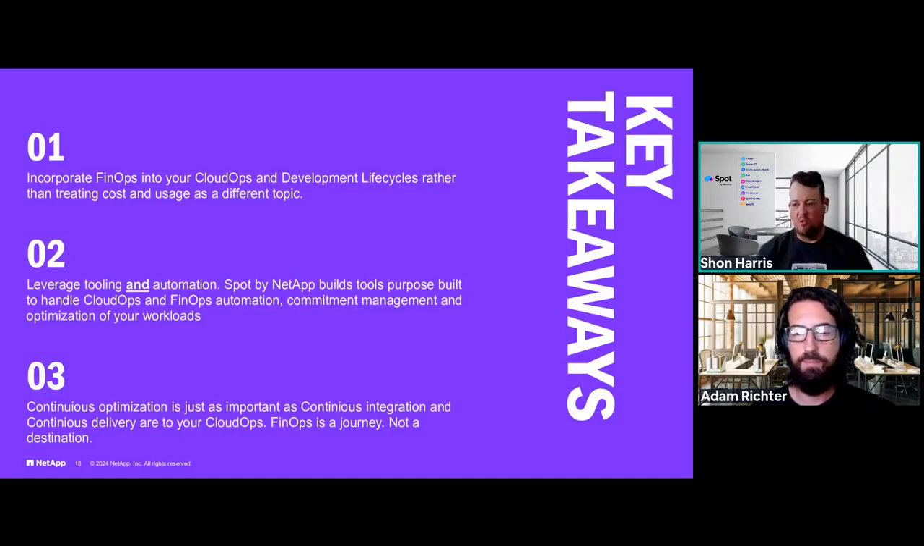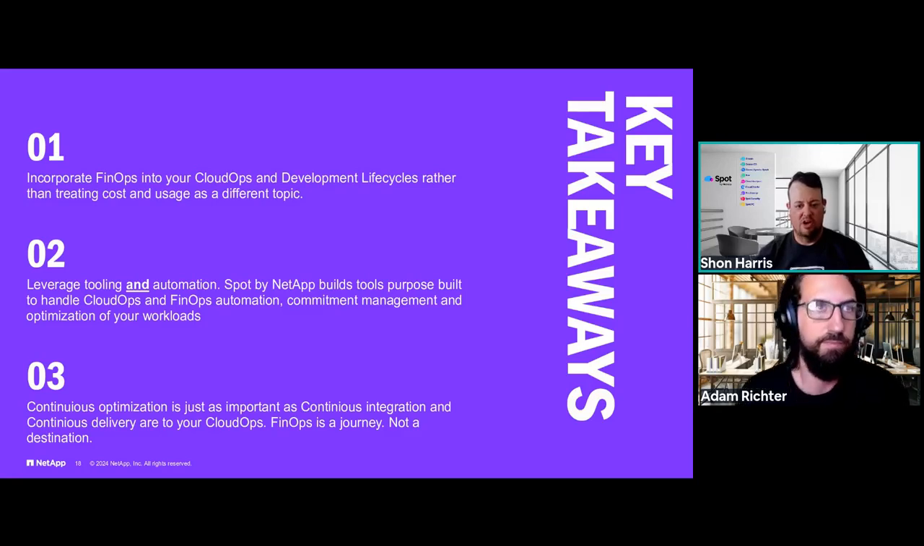So the key takeaways before we get into the question and answers: number one, incorporate FinOps into your cloud ops and development lifecycles rather than treating cost and usage as a different topic altogether. Make sure that your development teams, your product teams, your infrastructure teams are all working together on the same page. Number two, leverage tooling. Spot by NetApp builds tools purpose-built in partnership with AWS and separately to handle cloud ops and FinOps automation, commitment management, and optimization of your workloads at all aspects. As we said, your infrastructure, your storage, your network, all of that is taken into account.